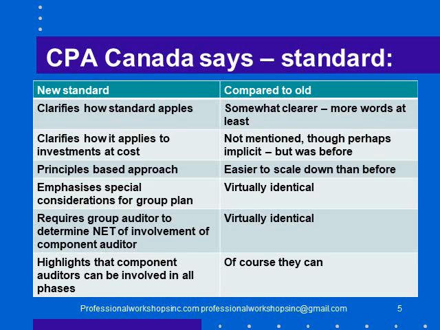It says it emphasizes the special considerations for a group plan. The words in the old section and the new section are virtually identical. It says it requires the group auditor to determine the nature, extent, and timing of the involvement of the component auditor. Again, the words are virtually identical, so okay. It highlights that the component auditor can be involved in all phases. Well, of course they can.